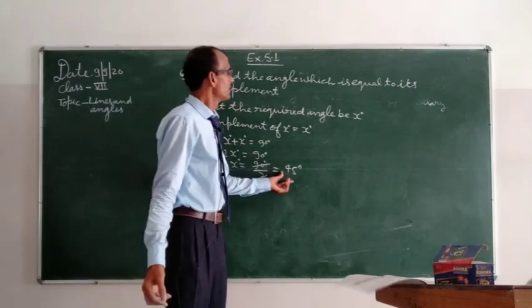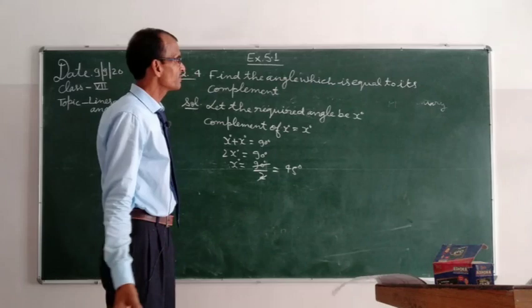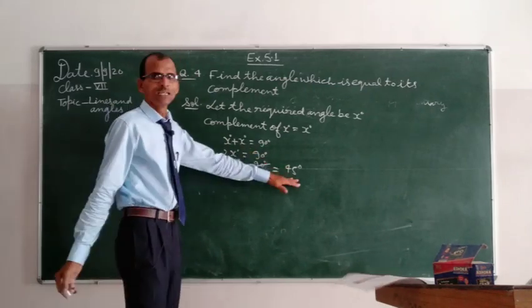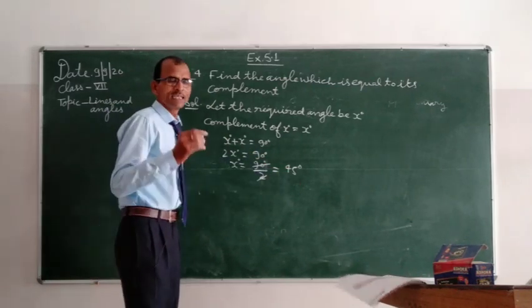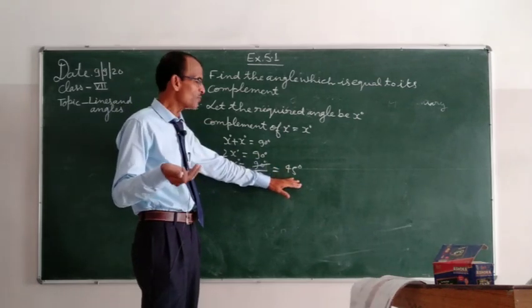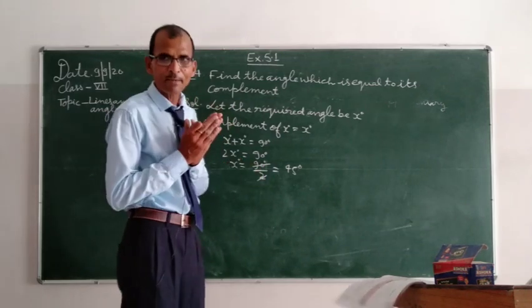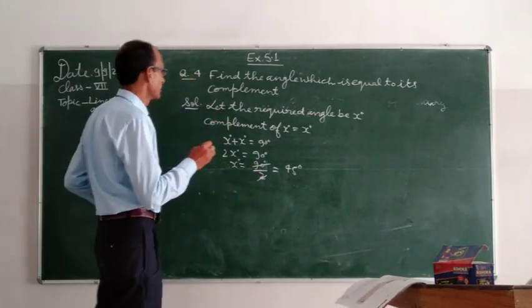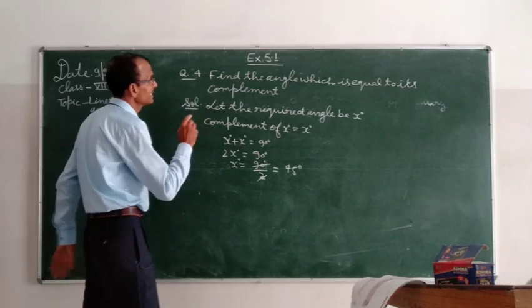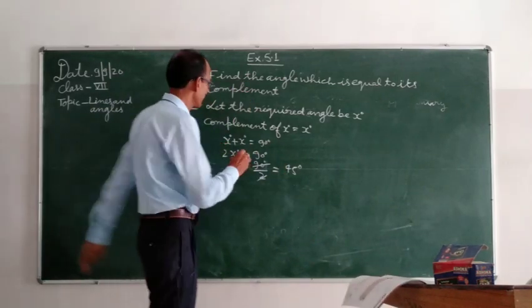45 degree. So our required angle which we are asked is how much? 45 degree. Means complement of, and complement of 45 is how much? 45 degree, because 45 plus 45 is 90 degree. So our answer is the angle which is equal to its complement is 45 degree.